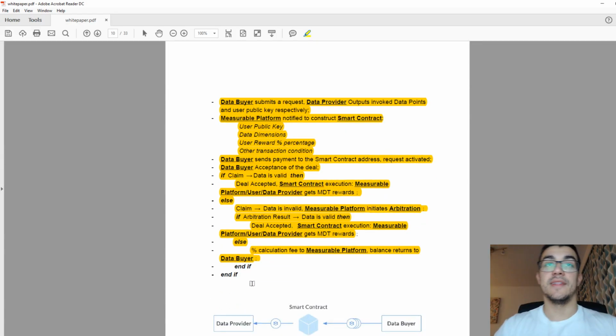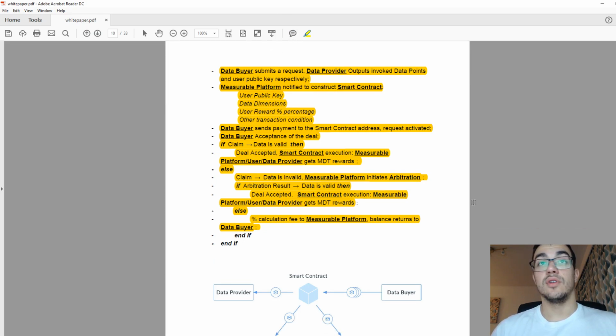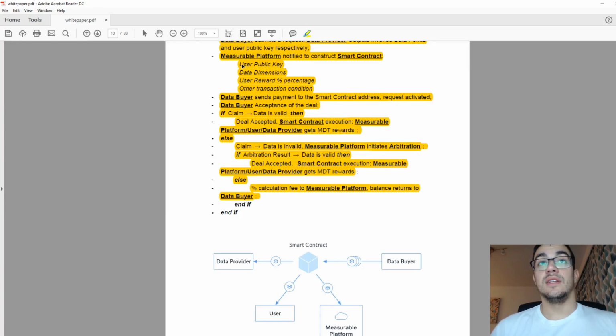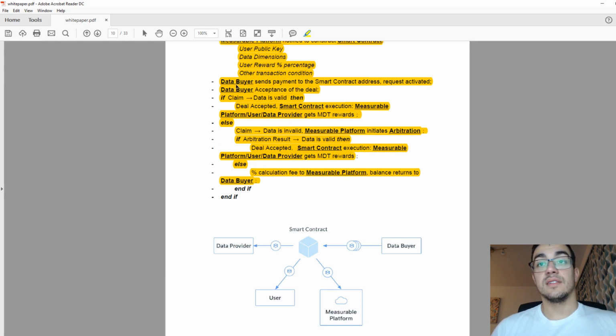So here they have it all explained once again. Data buyer submits a request, the data provider outputs invoked data points and user public key respectively. The Measurable Platform is notified to construct a smart contract, as we saw in the visualization. They need the user public key, data dimension, user reward percentages, and other transaction conditions. The data buyer sends payment to the smart contract. So the data buyer does not pay the data provider directly, but pays the smart contract address.